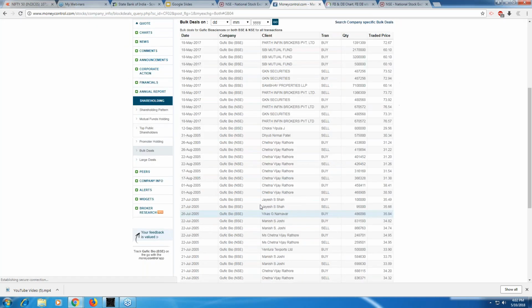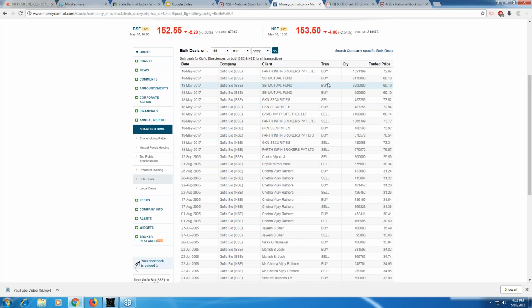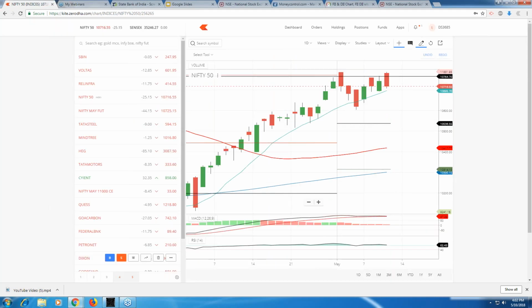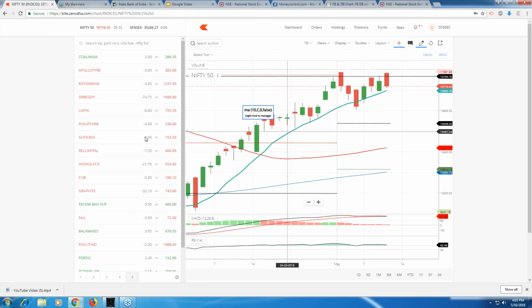So when did the bulk deal happen? You can see here buy for so many mutual funds. You can see from here 18th May, right? SBI mutual funds, 18th May. I showed you yesterday also that I gave 18th May, the buying was done by the mutual funds, but I gave an entry on this stock on 23rd of May.